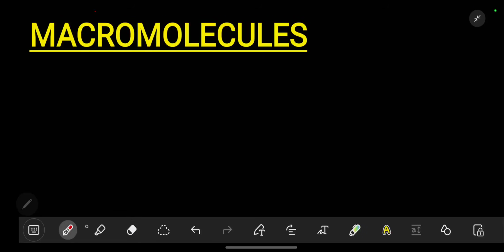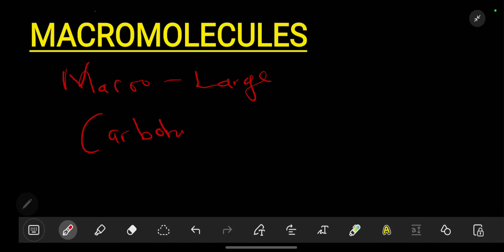So here today we are going to be looking at macromolecules. So what are macromolecules? The word macro simply means large. So these are large molecules that are made up of atoms. So the first class of macromolecules that we are going to be looking at is carbohydrates.